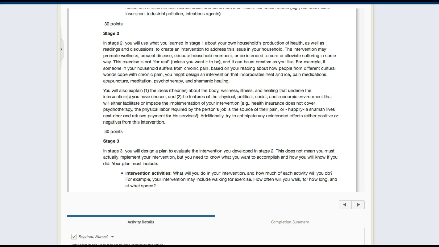Based on your learning about how people from different cultural worlds cope with chronic pain, you may want to design an intervention that incorporates heat and ice, pain medication, meditation, acupuncture, psychotherapy, and or shamanic healing. You also want to explain the details, theories about body, wellness, illness, and healing that underlie the intervention that you have chosen, as well as the features of the physical, political, social, and economic environment that will indicate or facilitate or perhaps impede the implementation of your intervention plan. So you want to try to also anticipate any unintended effects, either positive or negative, from this intervention. And this stage 2 section is worth a total of 30 points.